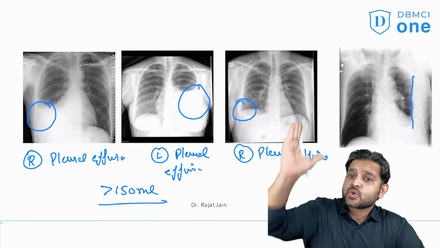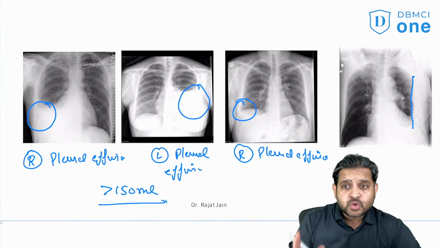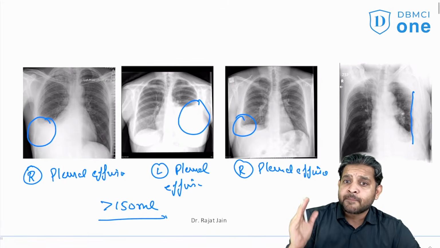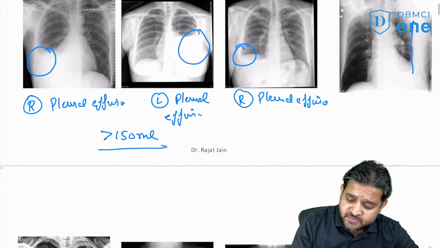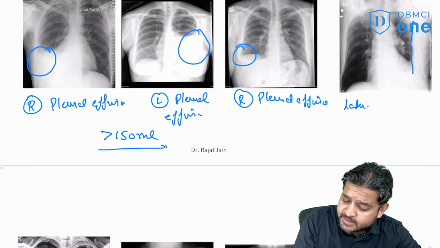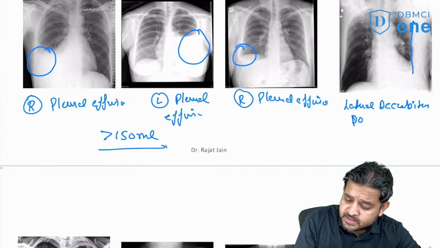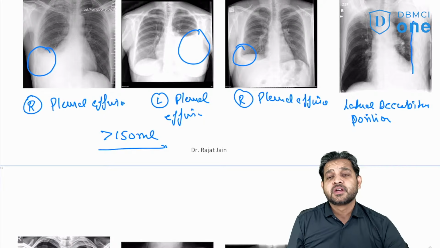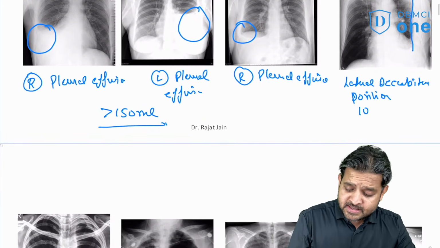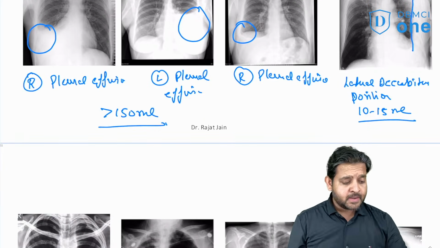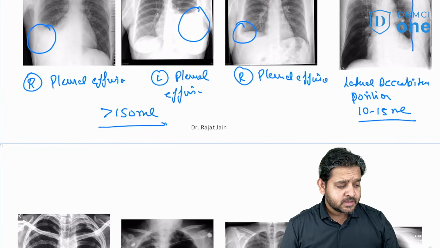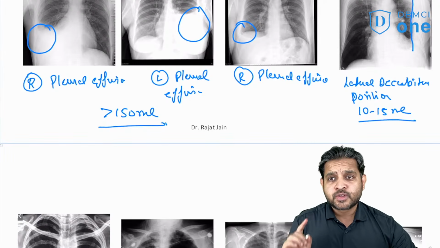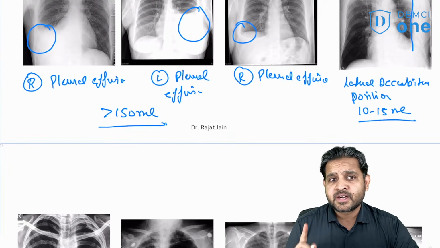You can see fluid is going up like this. Now fluid has no business to go up like this. If the fluid is going up like this, that means the X-ray is not done like this. X-ray is done in this position, and that is why this is a lateral decubitus position. Don't forget this. It's a lateral decubitus position showing left-sided pleural effusion. As little as 10 to 15 ml of the fluid can be seen on a lateral decubitus X-ray.